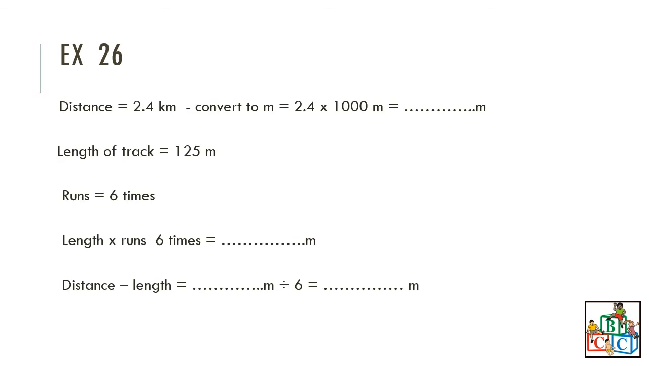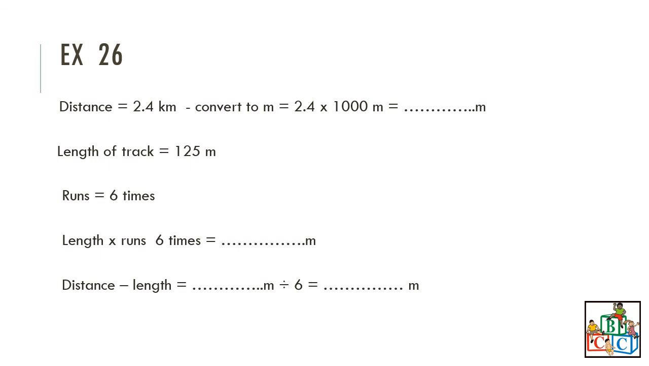Exercise 26. Ramesh walks 6 times around a rectangular track. He covers a distance of 2.4 kilometers. The length of the track is 125 meters. Find its width. So here you already have the distance as 2.4 kilometers. As I said earlier, we have to convert kilometers to meters. How are you going to do this? 1 kilometer is equal to 1000 meters. So you have 2.4 multiplied by 1000 meters. You will get your answer.